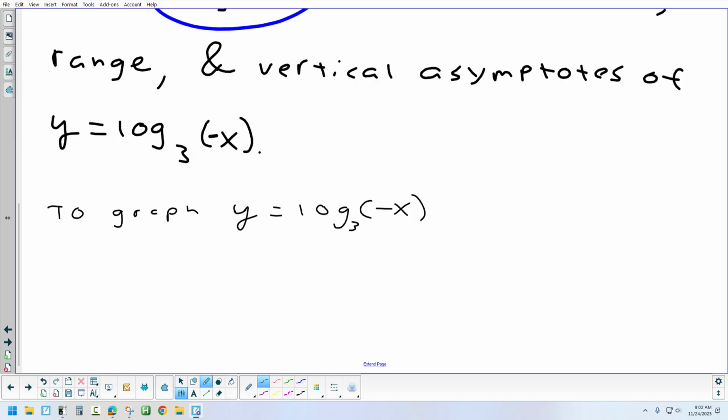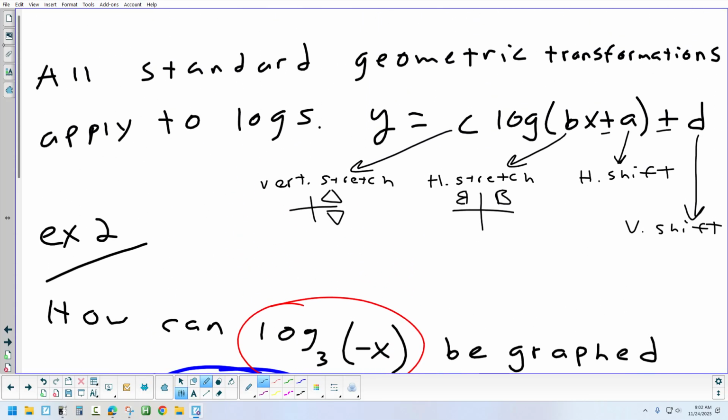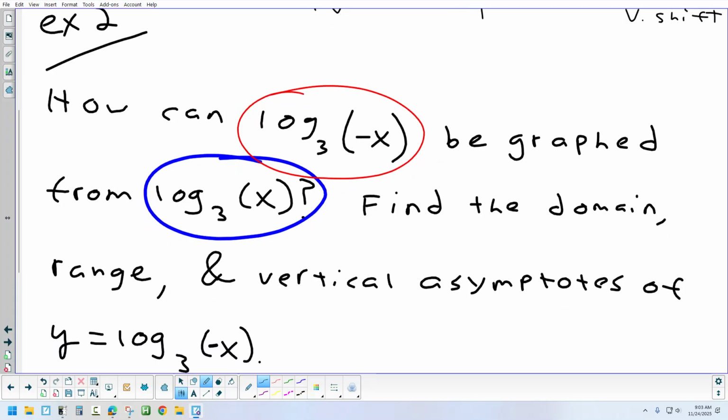Yeah, so to graph y equals log base 3 of negative x, reflect the original over the y-axis. Horizontal, yeah, over the y-axis. Okay, we'll do another one in a minute where we have to describe more transformations, but that's the only one in this one. Now they want to know the domain, the range, and the vertical asymptotes.